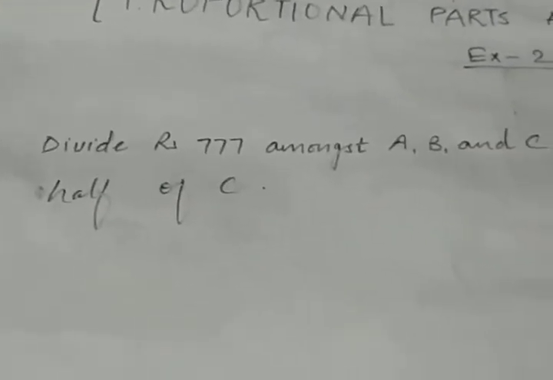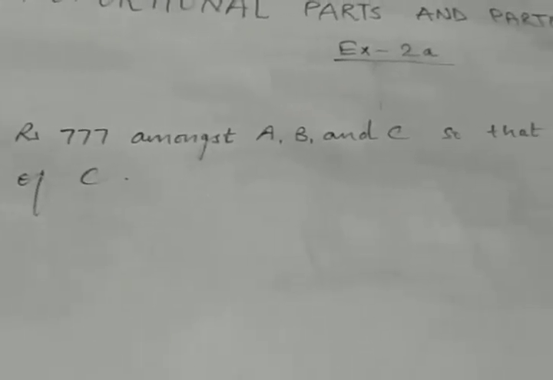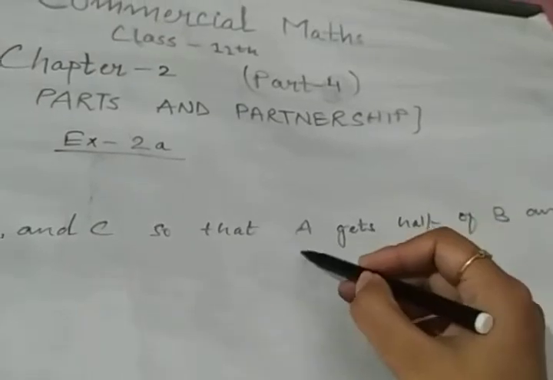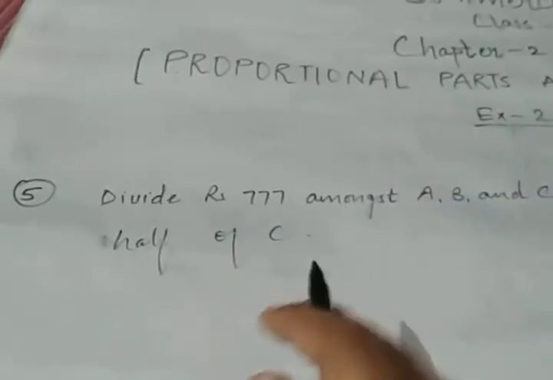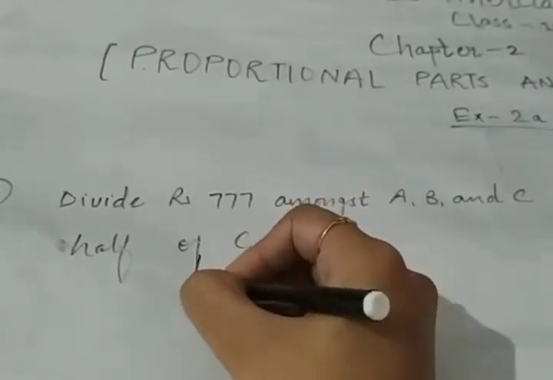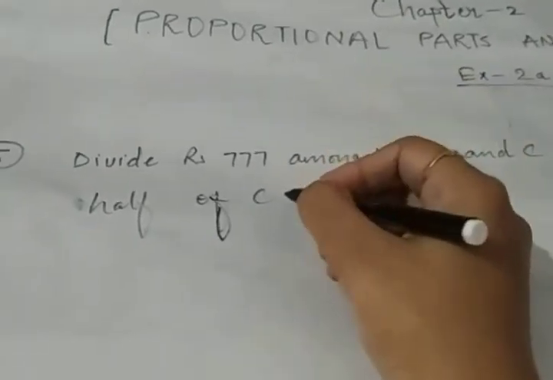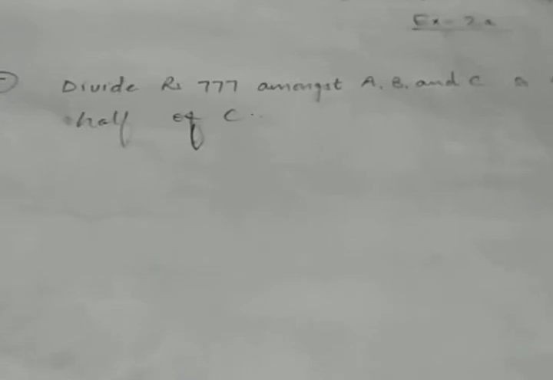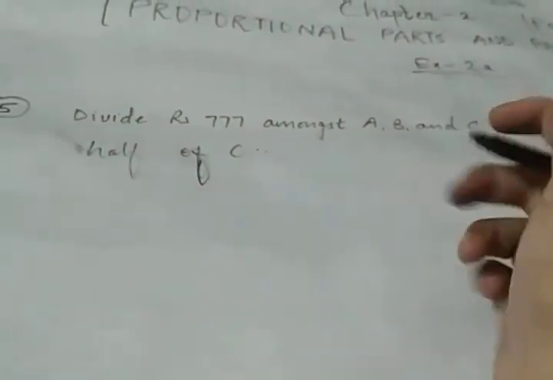Divide rupees 777 amongst A, B and C so that A gets half of B, and B gets half of C. We have to find out the values of A, B and C. According to this question, C is the largest share, so we start from C.